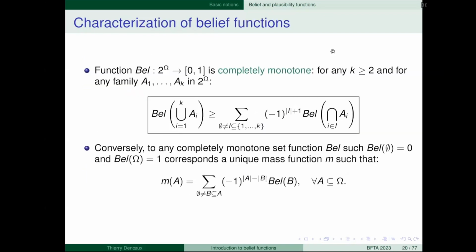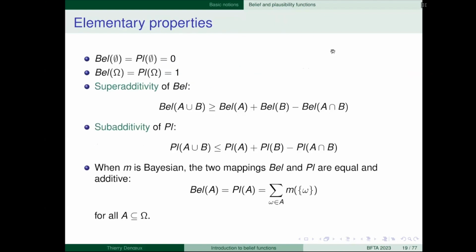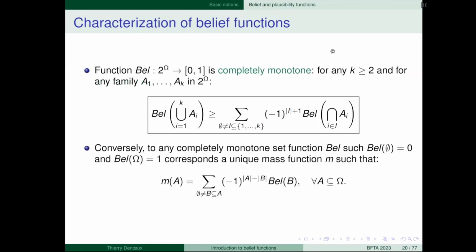Formally, it can be shown that a belief function is completely monotone. It means that it verifies these inequalities. So this is a generalization of this one. Actually, it works for any collection of K subsets. You take a collection of K subsets of omega, and these inequalities give you a bound for the degree of belief of the union of the Ai.